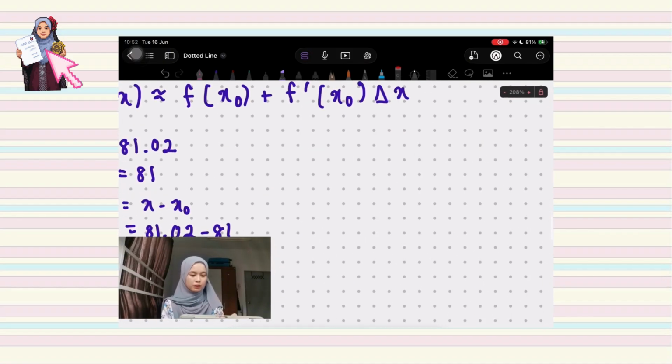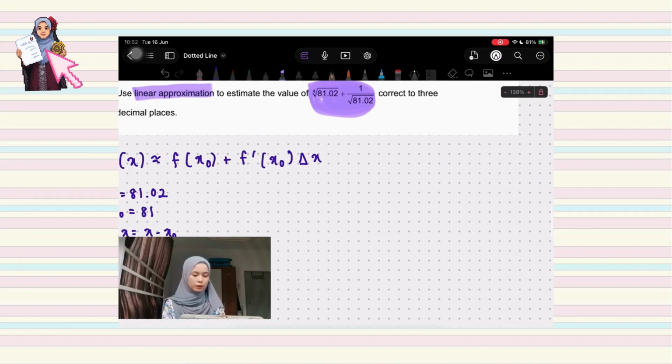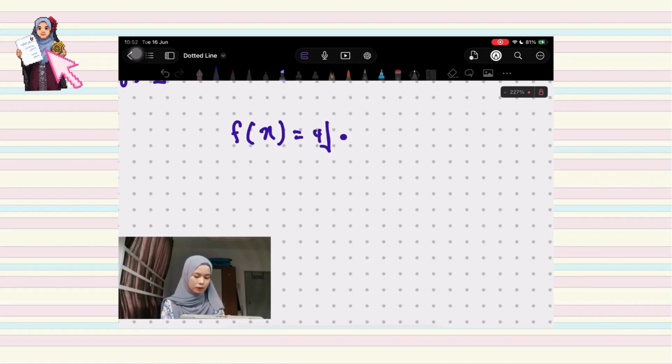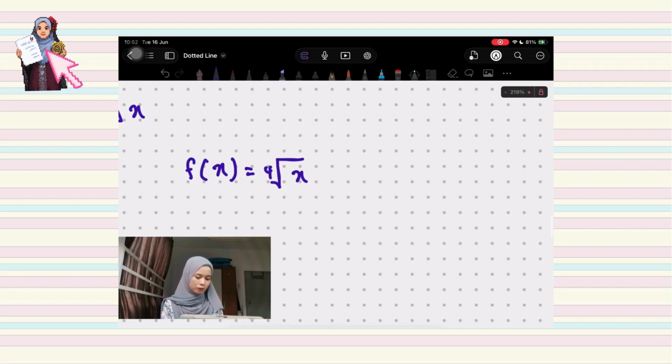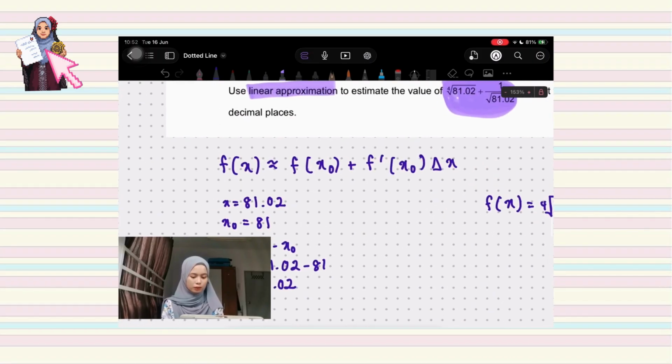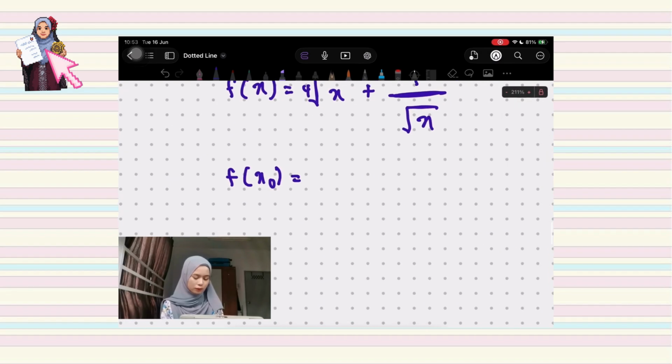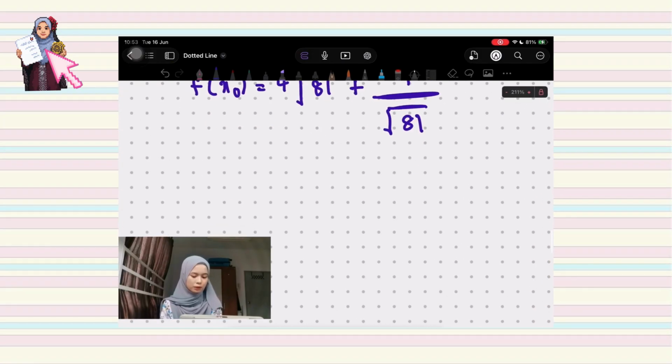Now, to find f(x naught), we must use this function. From the question, f(x) equals square root of 4x plus 1 over square root of x. Substitute the value of x naught into this function. So f(x naught) equals square root of 4 times 81 plus 1 over square root of 81. So the answer is 3.111.